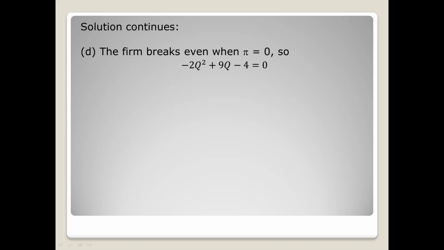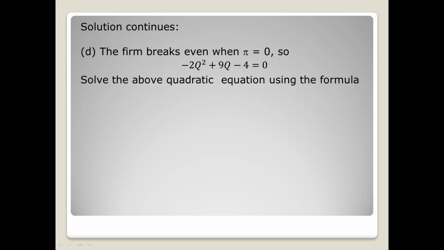So we have to solve this quadratic equation to get the value of q at which the profit pi equals 0. We did learn in the previous section how to solve such an equation. We said we use two methods, either factors or formula. For this type of equation, it will be quite difficult for you to factorize it because the coefficient of q squared is not 1. So I would like to suggest you use the formula that we learned. So we will solve this equation by using the formula.